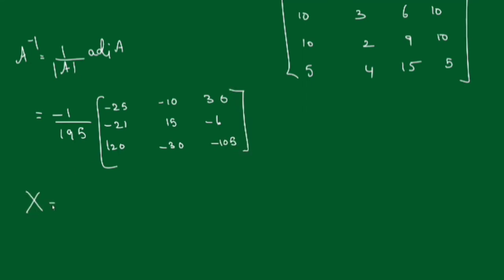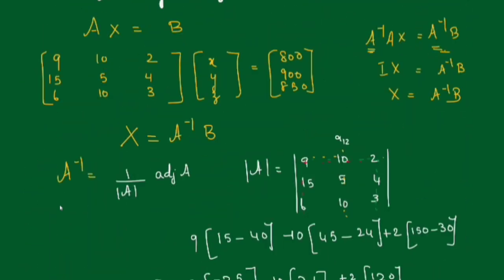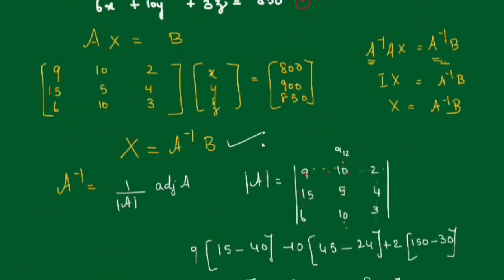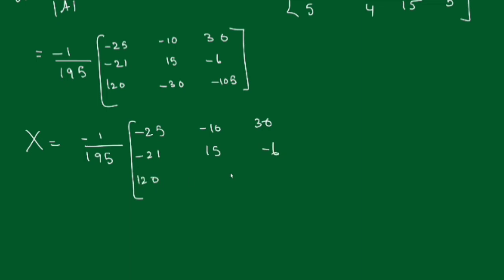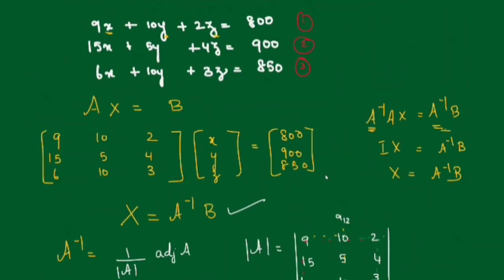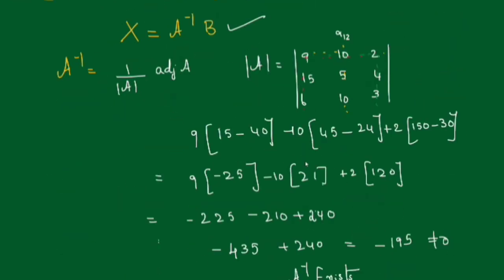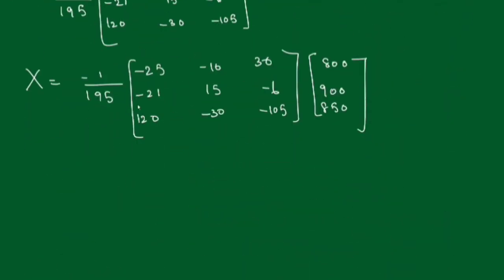So what is the X matrix equal to? Our aim is to find matrix X. X matrix is equal to A inverse into B. So minus 1 by 195 into minus 25, minus 10, 30, minus 21, 15, minus 6, 120, minus 30, minus 105 into matrix B. What is matrix B? 800, 900, 850. Multiply now. You have to multiply this into this.